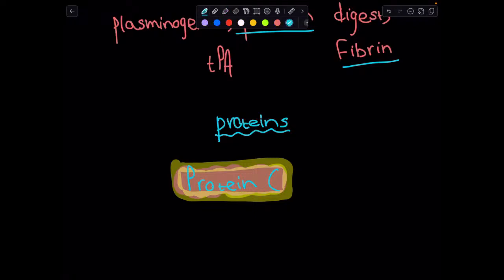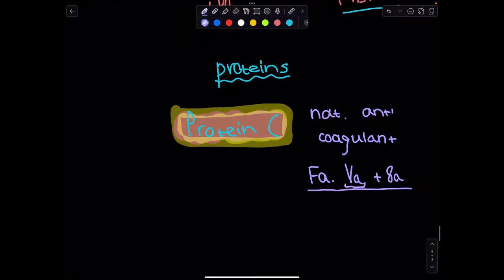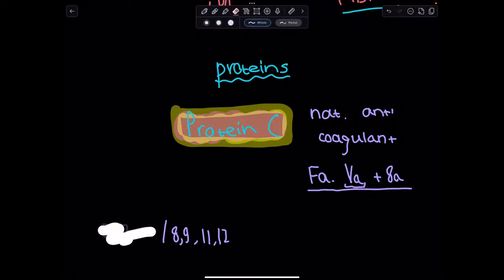Ah, got it. Protein C is a natural anticoagulant that helps regulate blood clotting. It works by inactivating factors VA and 8A, which slows down clot formation. Deficiencies in protein C can lead to an increased risk of abnormal blood clots. Factors VA and 8A? Yup, exactly. Factors VA and 8A are part of the coagulation cascade. Protein C, along with its cofactor protein S, helps to inactivate these factors, preventing excessive clot formation. This balance is crucial for normal blood clotting and preventing conditions like thrombosis.